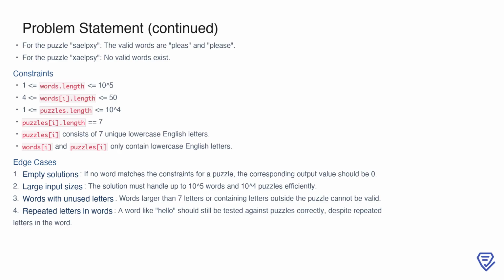The constraints ensure that only words fitting the puzzle's rules are considered valid, and this example also emphasizes the importance of efficiently handling edge cases, such as when no valid words exist or when input sizes are large. By keeping these constraints and edge cases in mind, we can design an optimized solution for the problem.